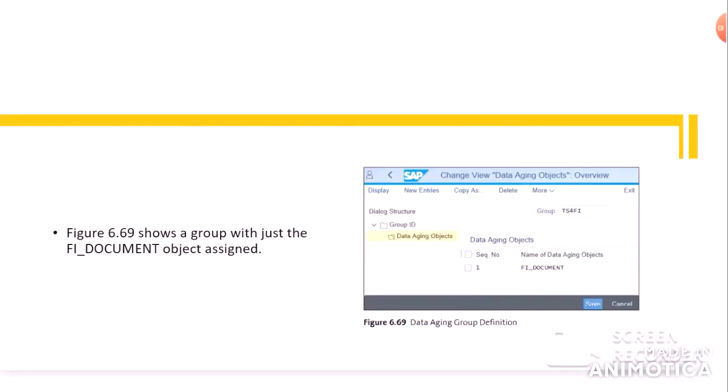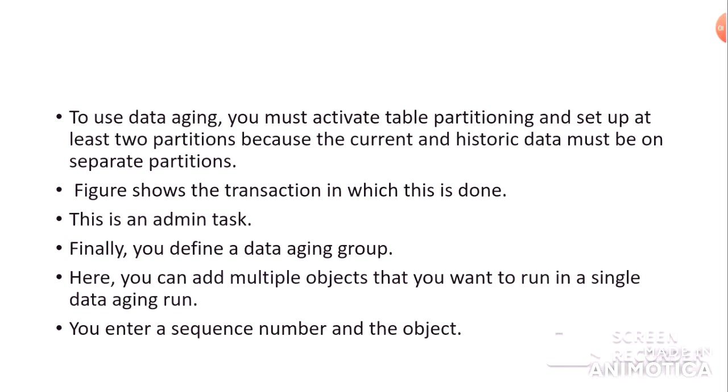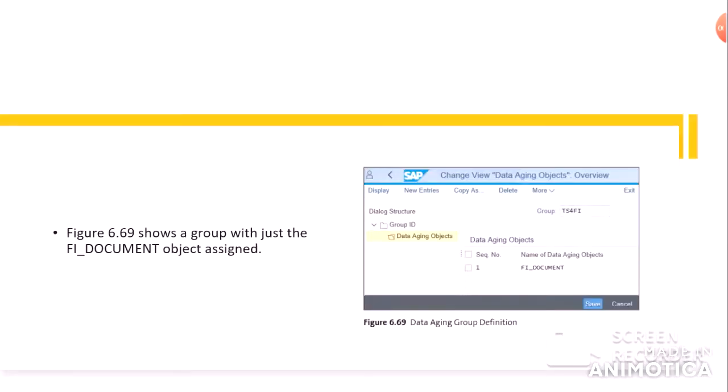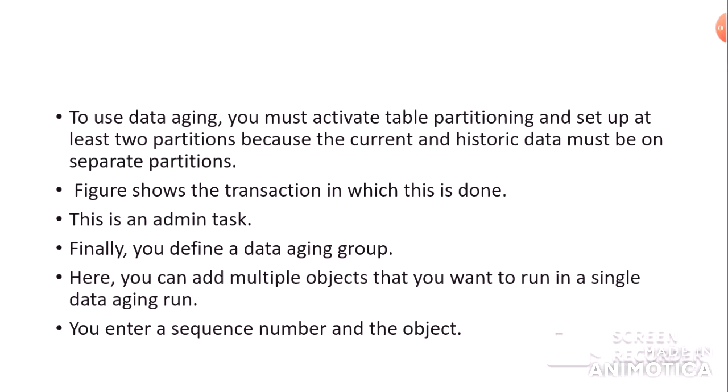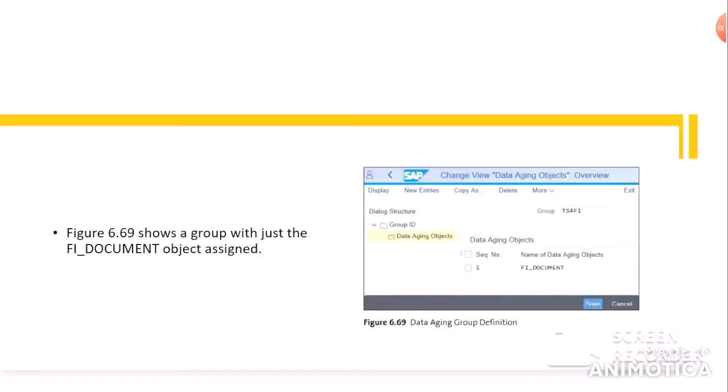Sequence and the object, and here we can add multiple objects which we want to run in a single run. So this is not basically a data aging group definition. Here we can see group ID and data aging group and multiple data aging objects. Data aging run.